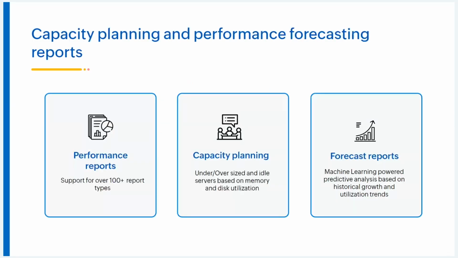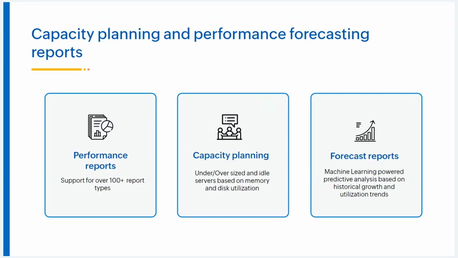When it comes to reports, we have more than 100 out-of-box reports. The first one is the performance report. With the help of this performance report, you can generate a report for a particular attribute, or the availability report. Those reports will be captured under the performance report. And apart from that, we have the capacity planning report and the forecast report.